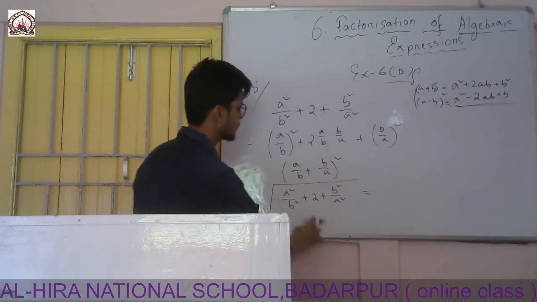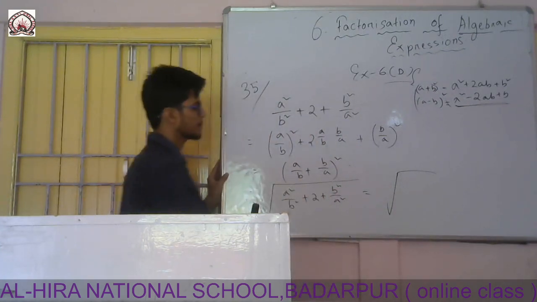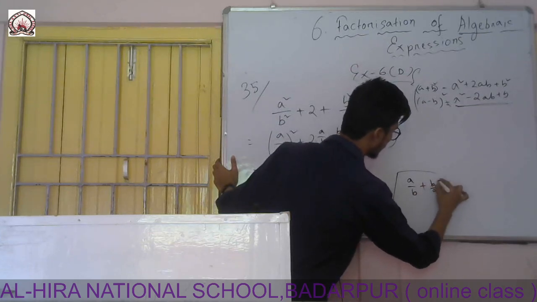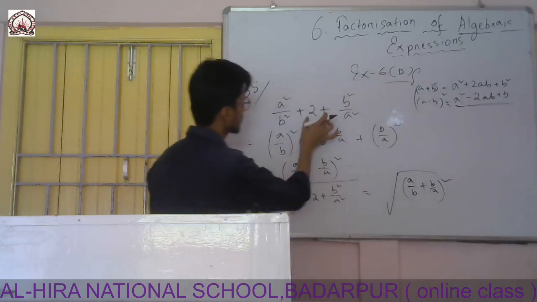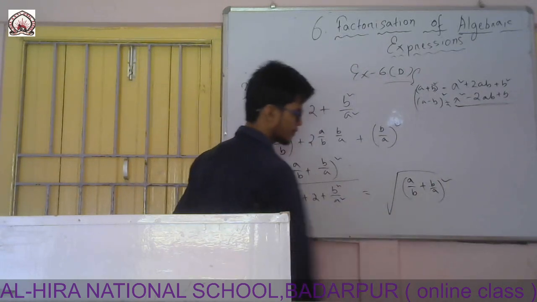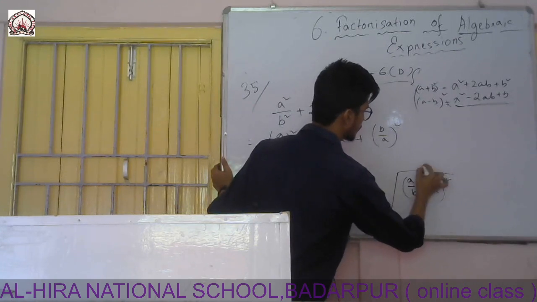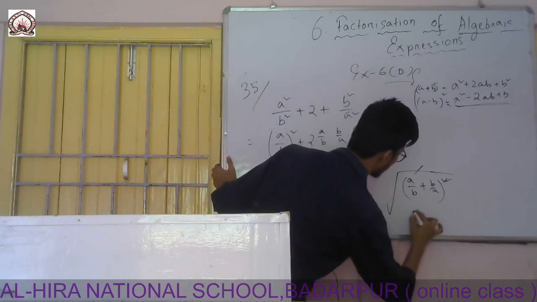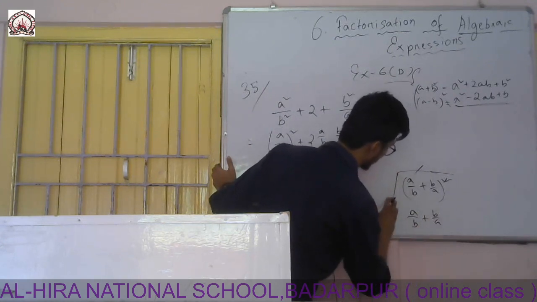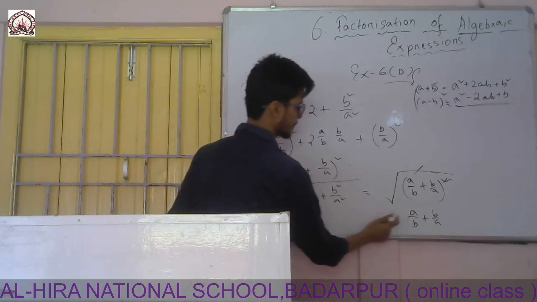So what is the value of this one? Just now I got it, the value is a by b plus b by a. So I will write (a by b plus b by a) whole square. After solving this one, I got this. That means I can write it in place of this one. So this square and this root will be cancelled, and the answer will be a by b plus b by a.